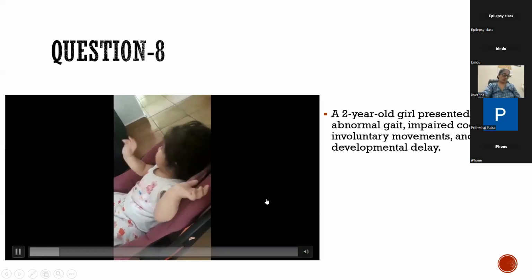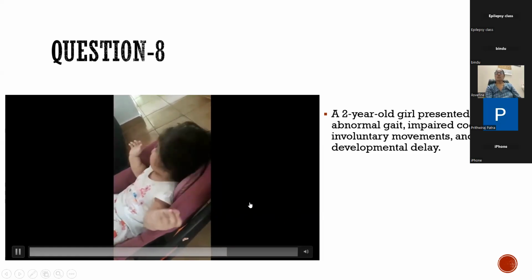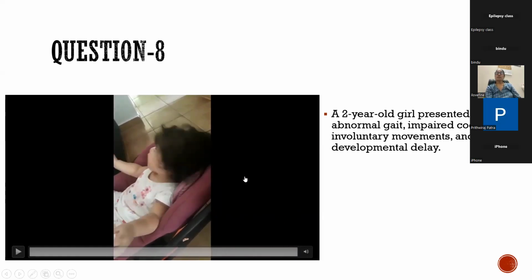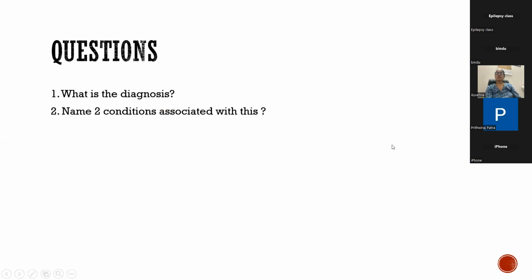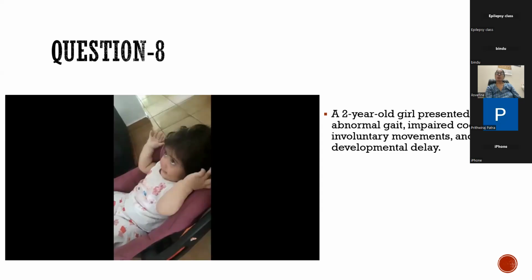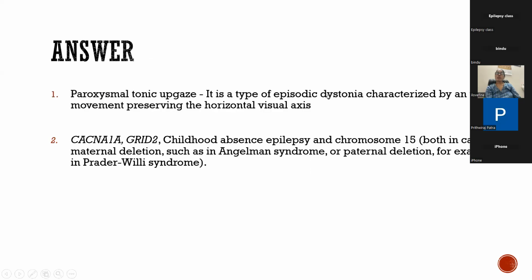So next, this video is showing stereotypies initially, followed by tonic upgaze. So this child has abnormal gait and impaired coordination. So we have asked for a diagnosis and two associated conditions. The question should have been the finding here, the eye finding and the conditions associated. The eye finding is paroxysmal tonic upgaze.